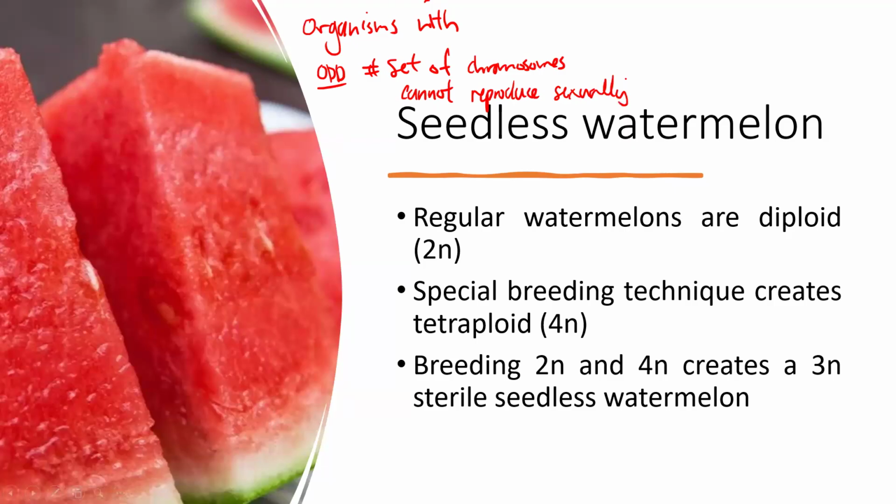Why is that? That's because if you have odd numbers like 3N and you try to make sperm and egg, you will have to divide this by 2, right? But you can't. 3 divided by 2 is 1.5. You can't have 1.5 sets of a chromosome in the egg and 1.5 sets in the sperm, right? You're going to be missing genetic information. So anything that has an odd number of sets of chromosomes cannot produce gametes, and therefore they have no seeds in the case of watermelon, right?